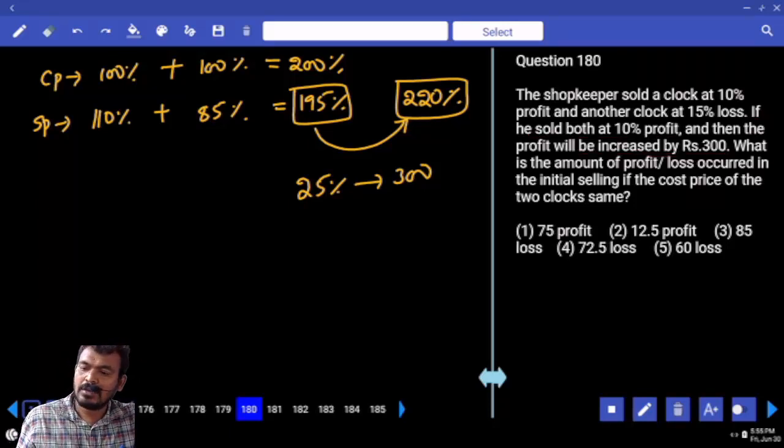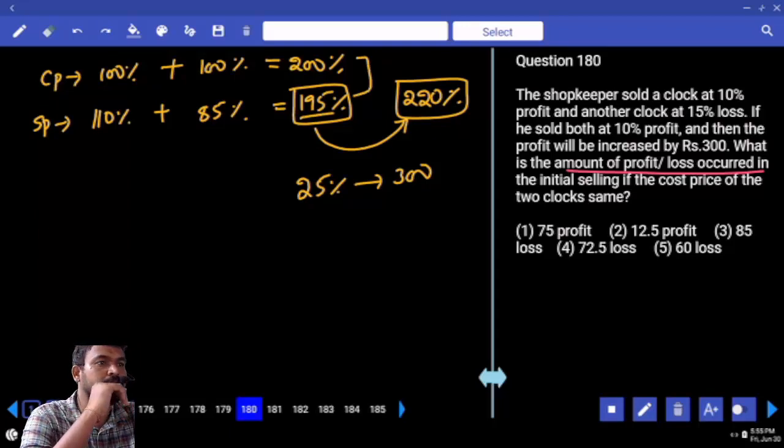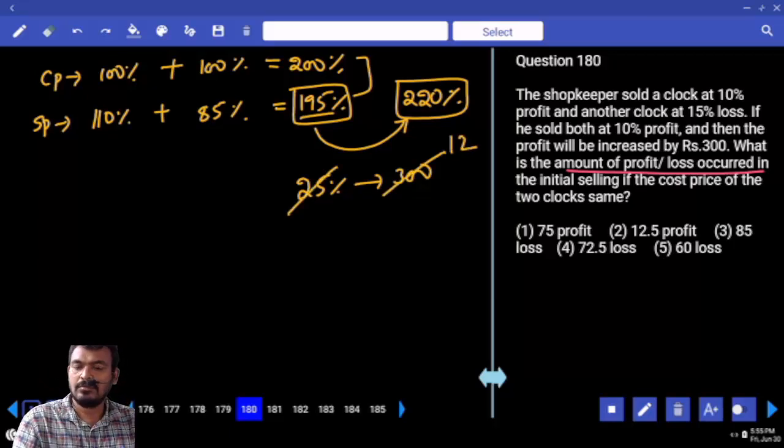Next, what is the question here? What is the amount of profit or loss occurred in the initial selling or final selling? Initial selling. What is the initial selling price? 195. Means how much percent is loss? 5% loss or 10% loss? 5% loss. What is the 25% value? 300. What is the 1%? 12. 5% loss means 5 into 12. How much? 60.